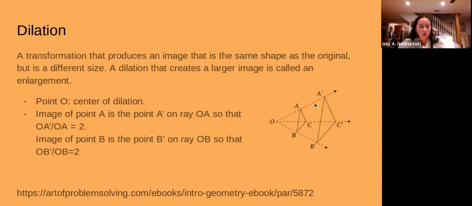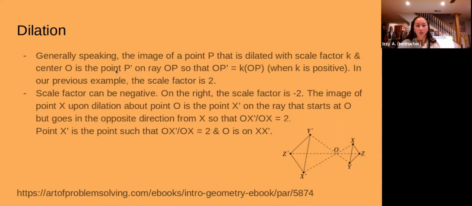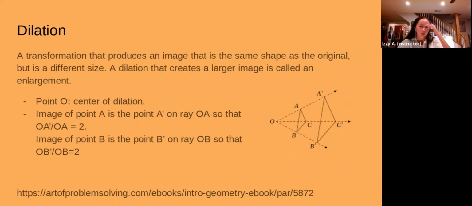What this is saying is that this is just explaining how there is a ratio when you compare the original image to the dilated image. So in this case, here's point A, and this is OA. The new image segment OA' is twice the original line segment OA, so that means that the scale factor is going to be 2.